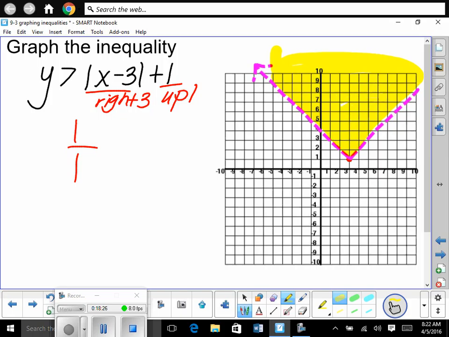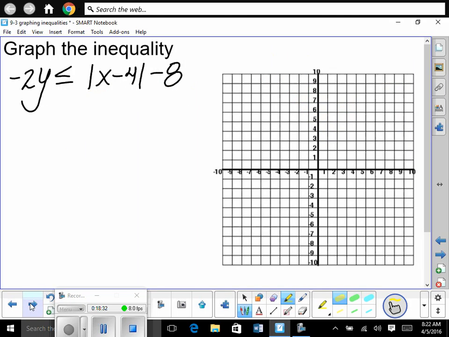Do we need anything else, or are you feeling okay? Feeling good? You don't need this one? You're sure? You'd be able to get it in y equals form correctly. I think you need this one.